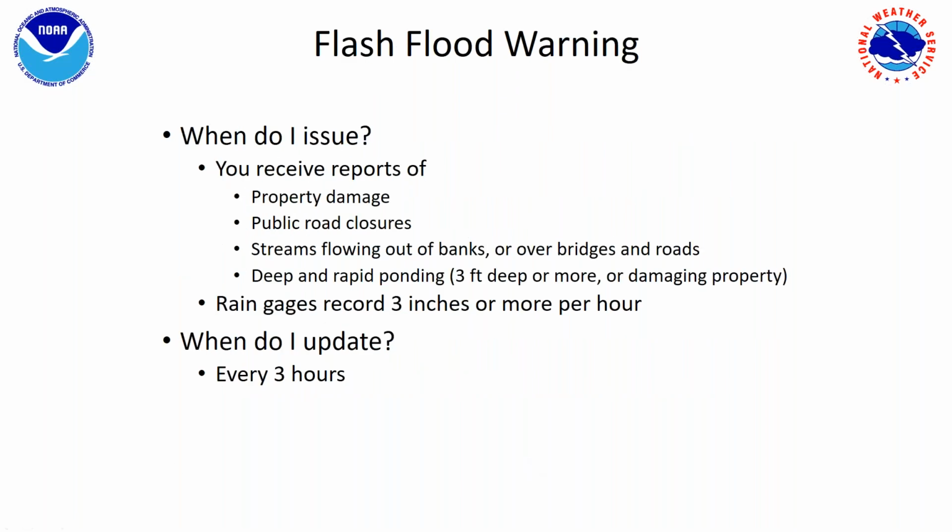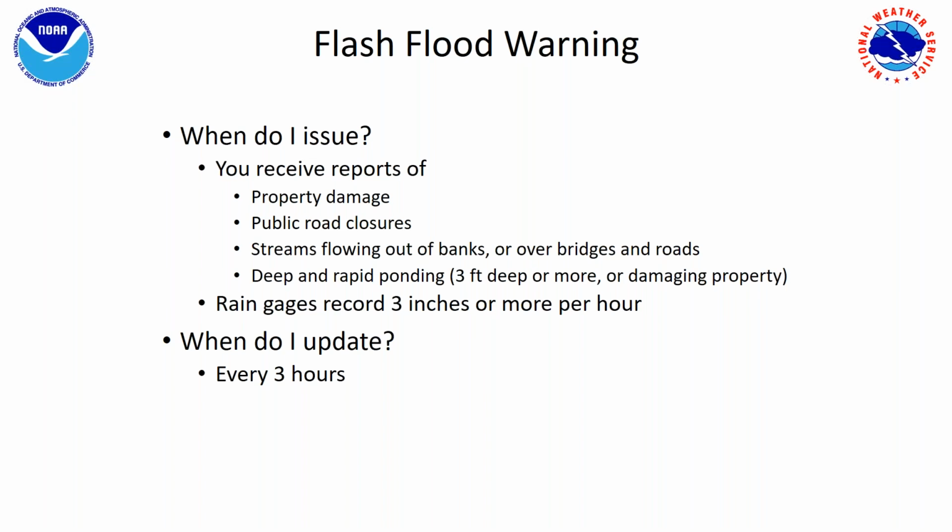Now with the warnings, you would issue a flash flood warning for any flooding that's considered a threat to life and property. So this would include reports of property damage, public road closures, or anytime you have a stream or river that's come out of its banks, or it's washed out, or it's going over a bridge. That would be considered a valid impact.